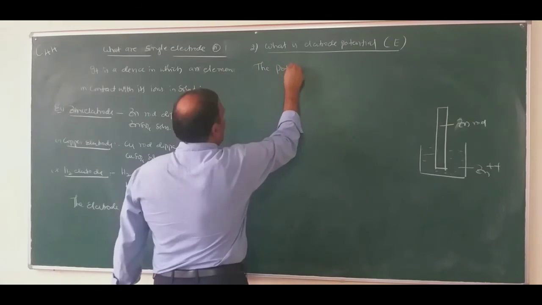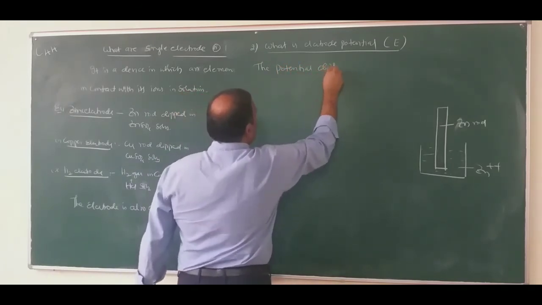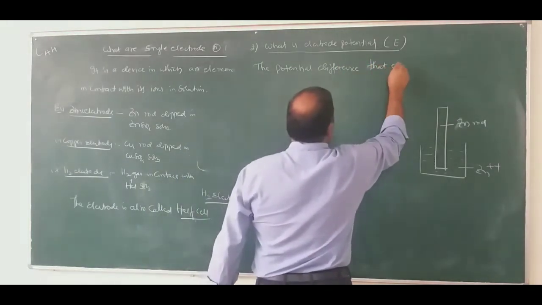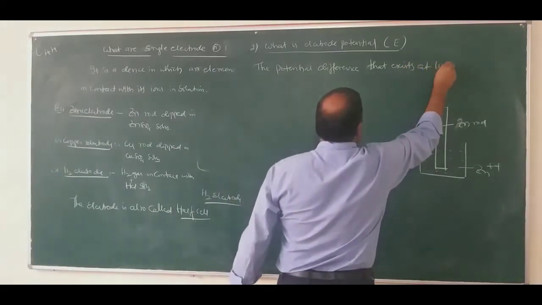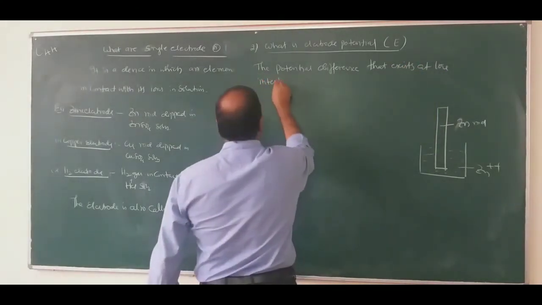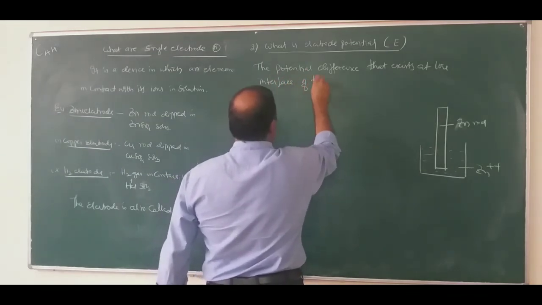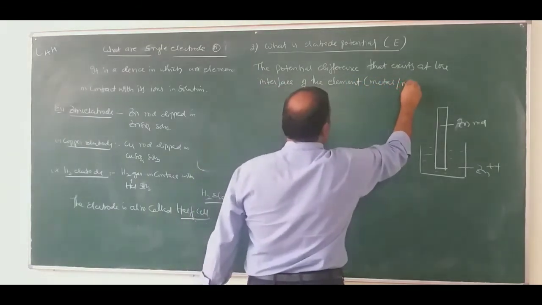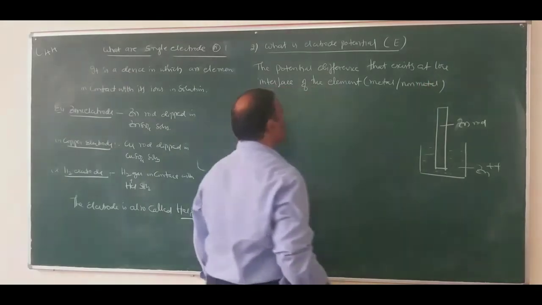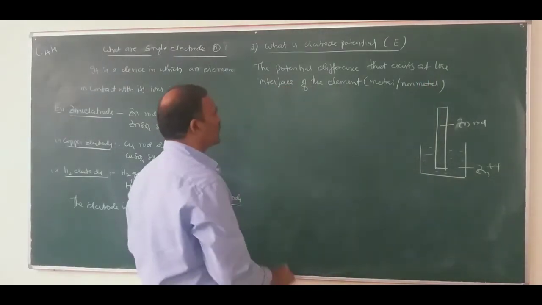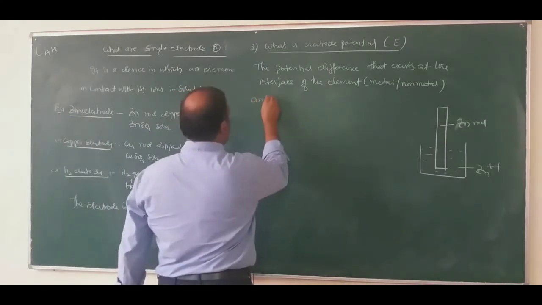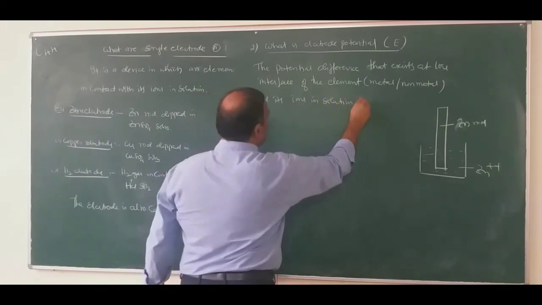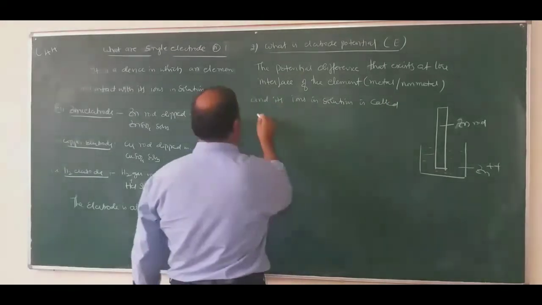The potential difference that exists at the interface of the element, whether it may be a metal or non-metal, and its ions in solution is called electrode potential.